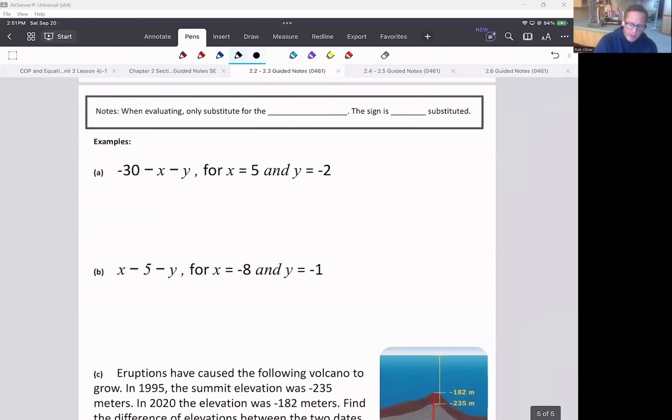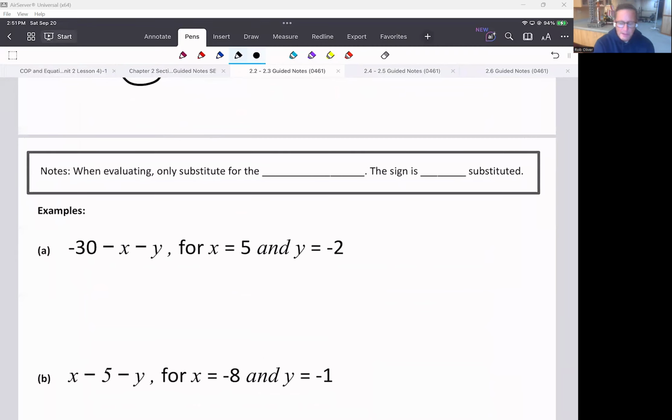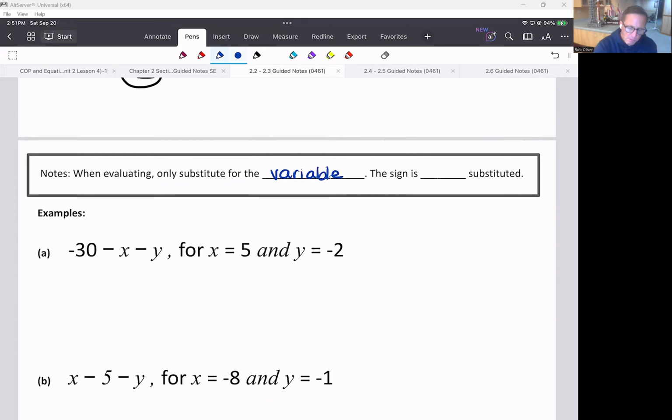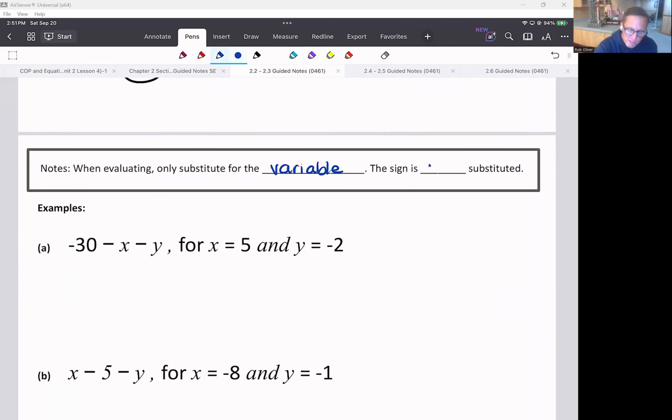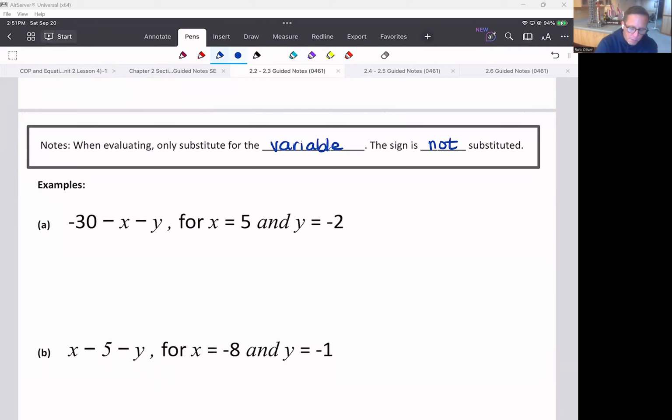And then the last thing in this section is about evaluating. When you're evaluating something, you are substituting the variable. You're taking the variable, the letter, and substituting it. Only substitute for the variable. The sign is not substituted. So this is kind of important. When you put in a value for x, you're only replacing x. You're not replacing the sign that's in front of it. Same thing for y. We're only replacing the value for y, not the sign that's in front of it.